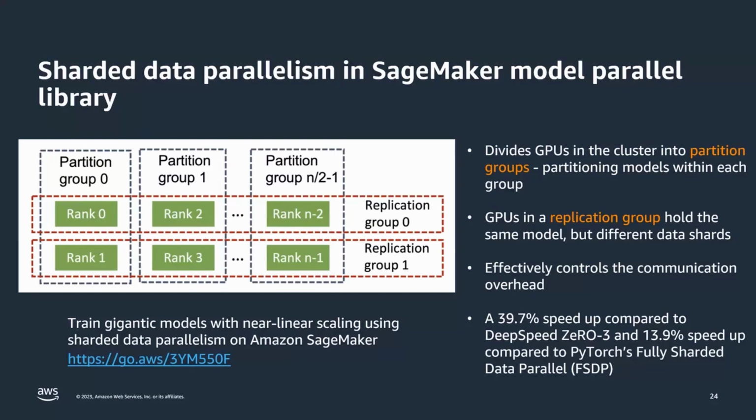So this method is really for dealing with gigantic models, right? And it has been tested. We can save almost 40% speed up compared to DeepSpeed ZeRO-3, and almost 40% speed up compared with PyTorch's fully sharded data parallel.